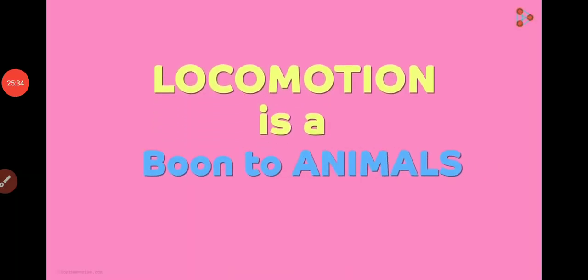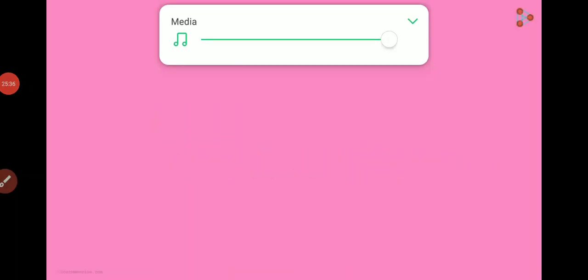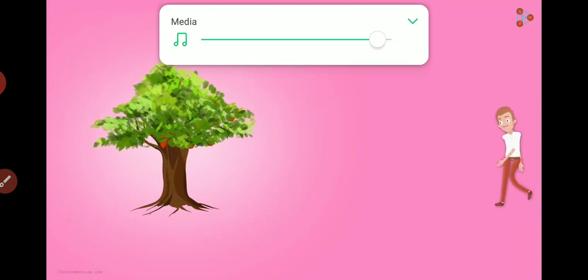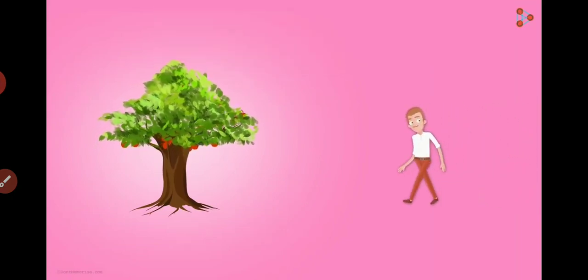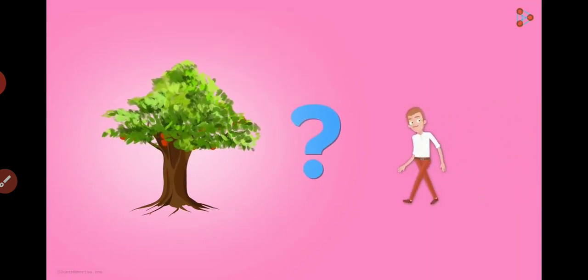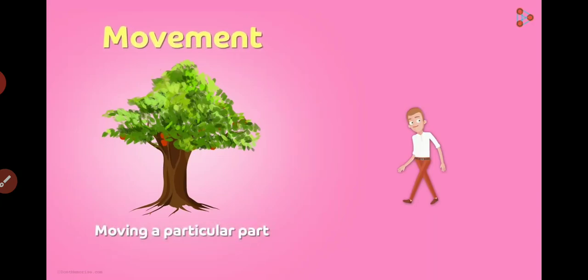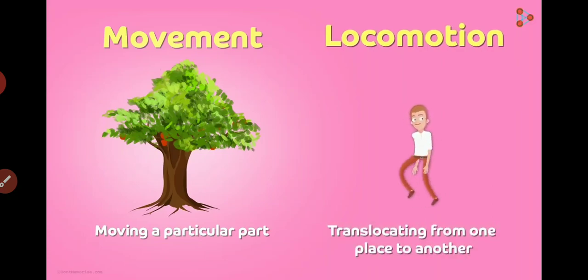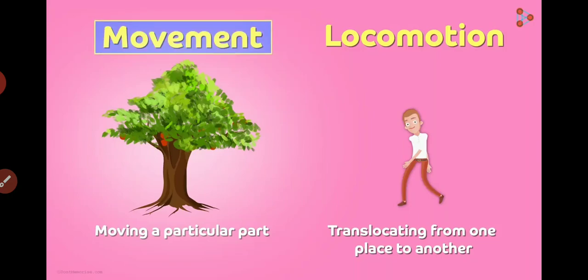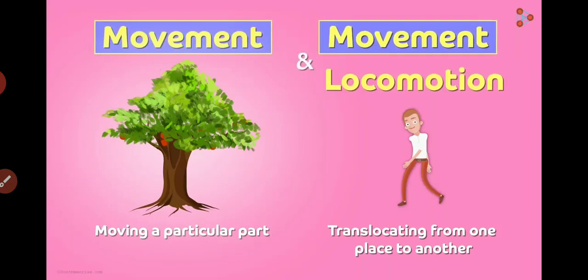Locomotion is a boon to animals. We find plants moving and animals moving as well as locomoting. So what's the basic difference between the two? Well, movement is basically just moving a particular part, while locomotion is translocating from one place to another. Hence we say that plants only move, while animals can carry out both movement as well as locomotion.